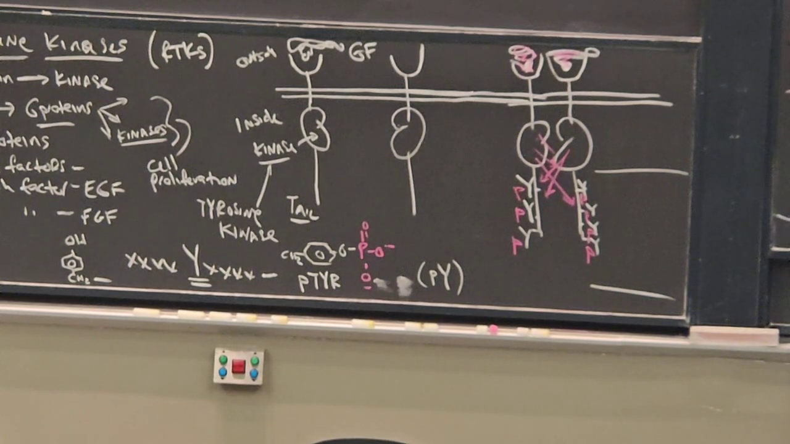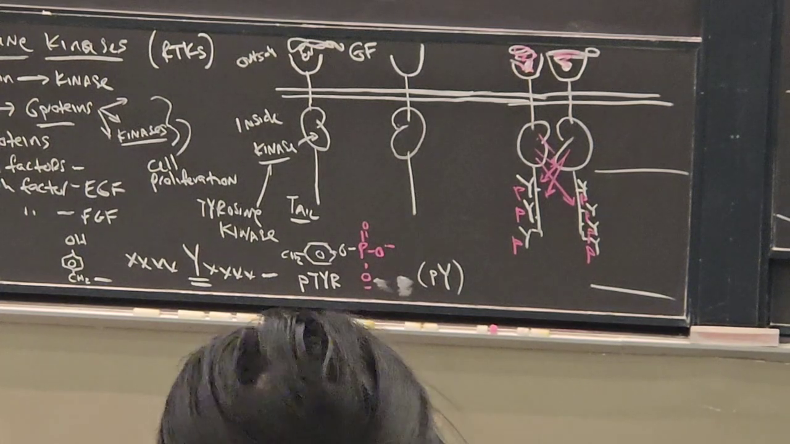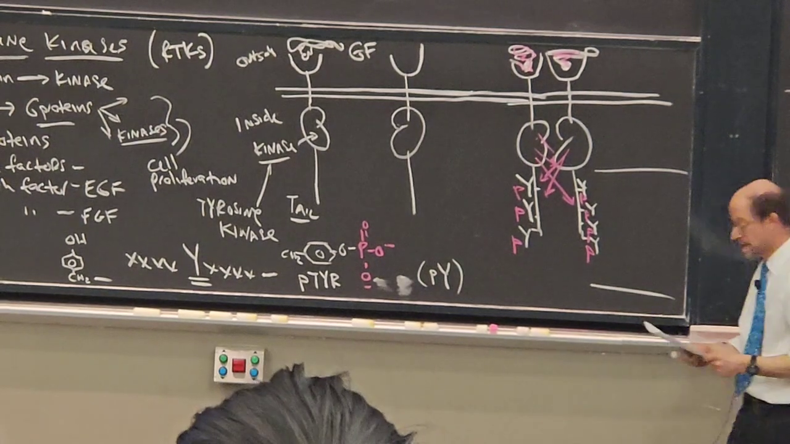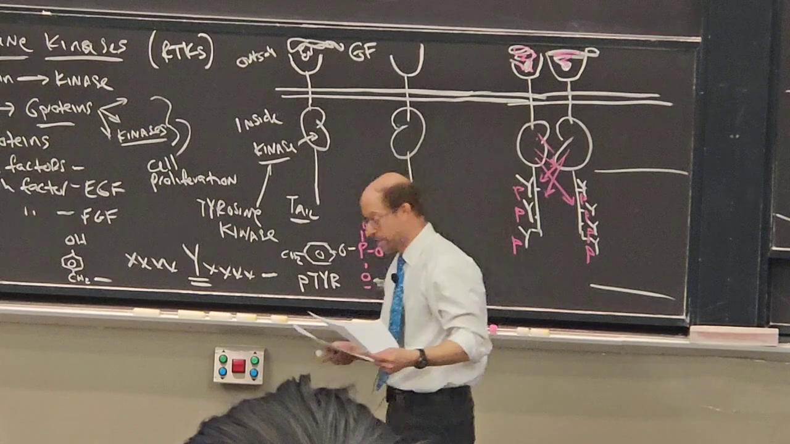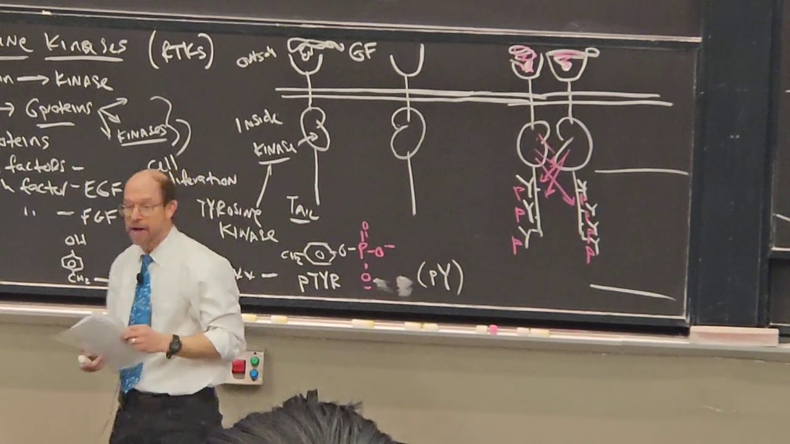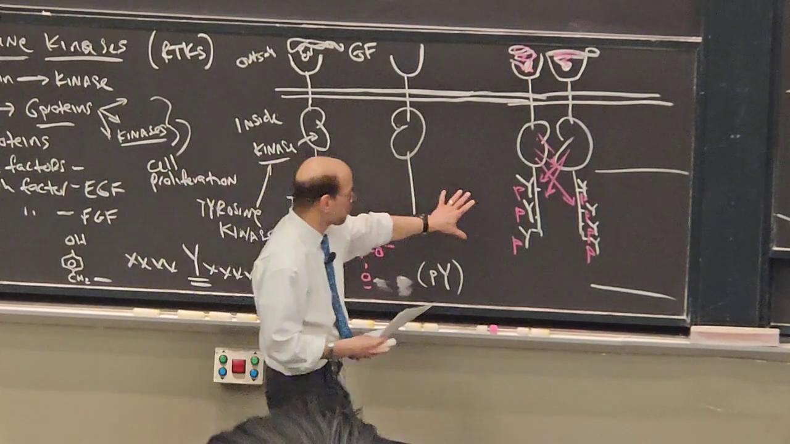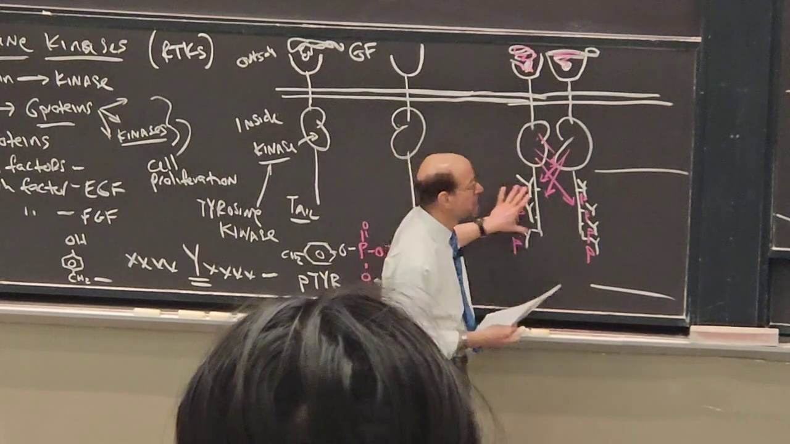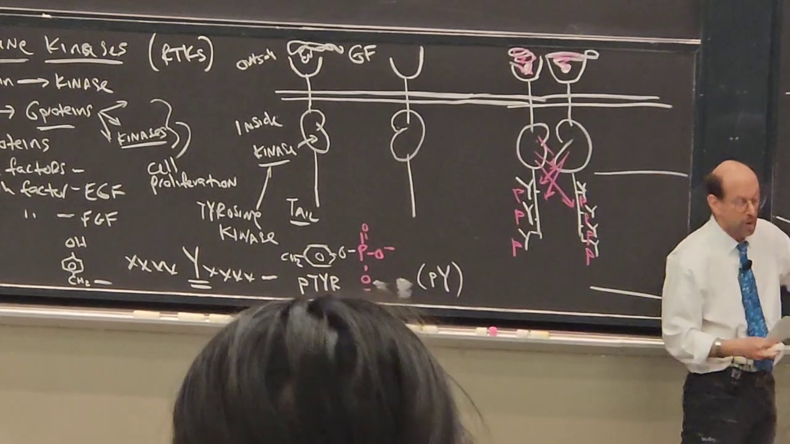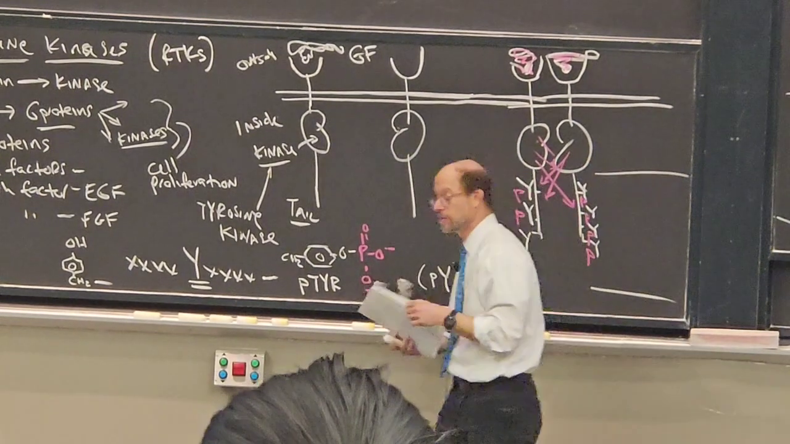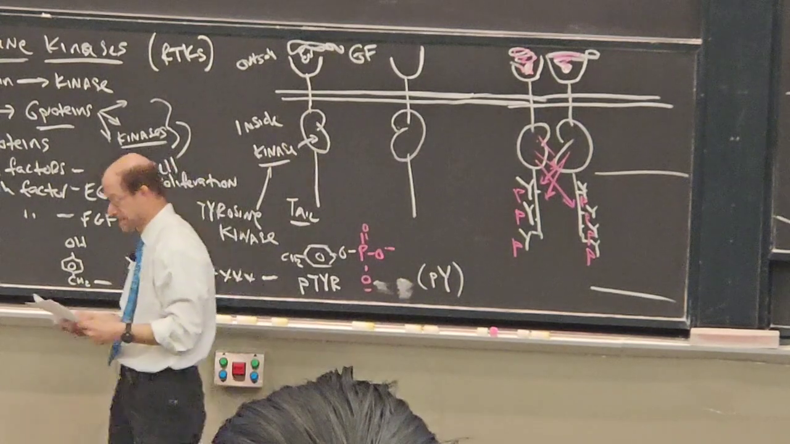If you're writing this in your notes, I want you to leave some space over here because we're going to talk about shutting the process off in a few minutes. What I want to talk about next is how do I go from phosphorylating these tyrosine residues to being able to turn on this small G protein. And then we'll talk later about what that small G protein is.